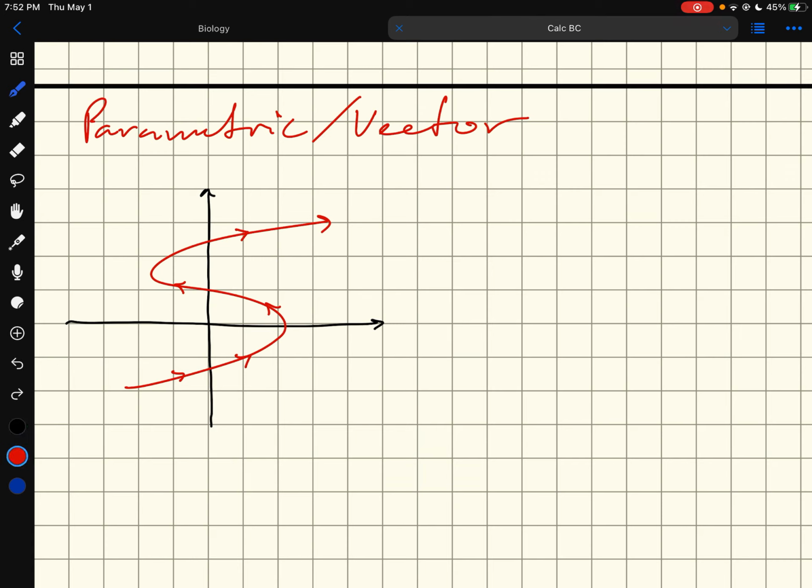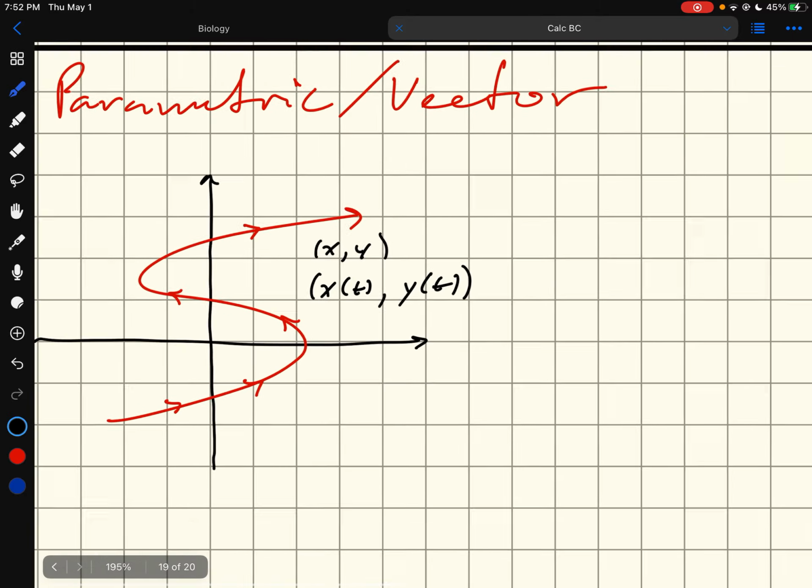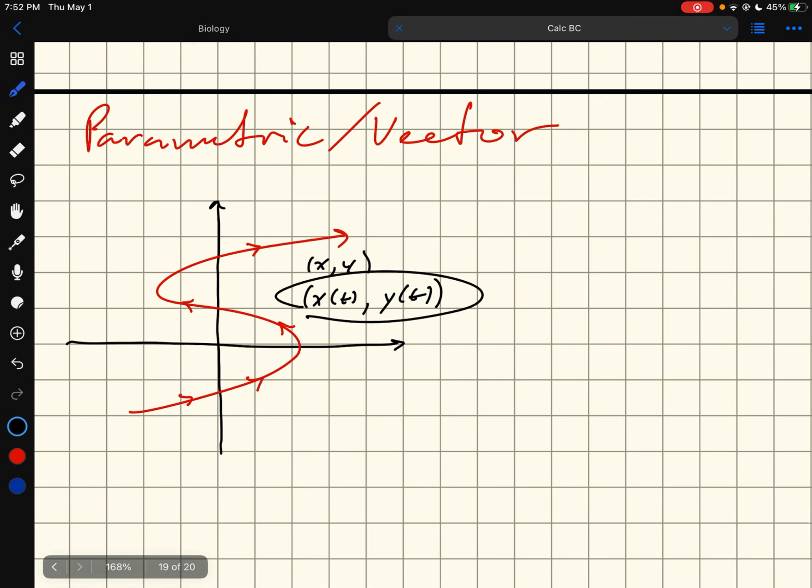So a parametric equation is not going to have points of x and y, because we need that third parameter to make this non-function into a function. So the points are going to be x of t, y of t. On College Board, they're going to use t's, okay? So whenever you see a point that looks like this and not like your normal x and y, you know this is a parametric equation, okay? So this is how we get around that issue of not having a function when we need a function.